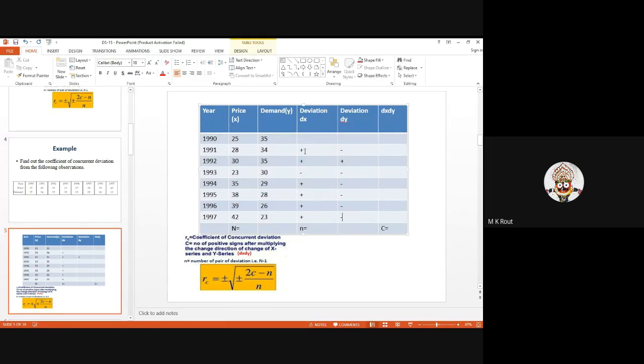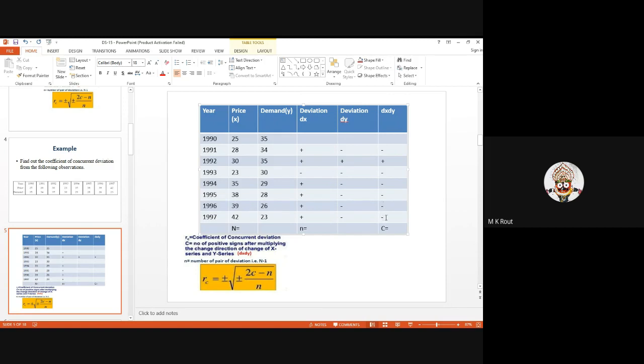That means plus into positive sign is plus, minus into minus is plus. Plus into minus is minus. Again, minus. Plus plus is plus. Minus. Minus. And plus. This one is minus. Minus. Minus. This one is also minus. This one is also minus. This one is also minus.